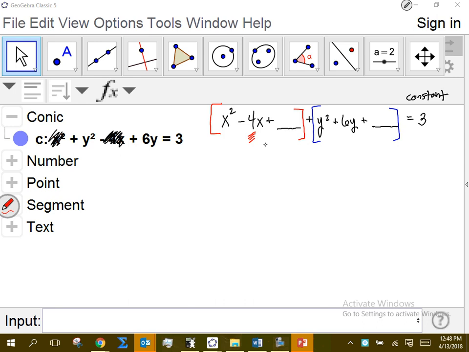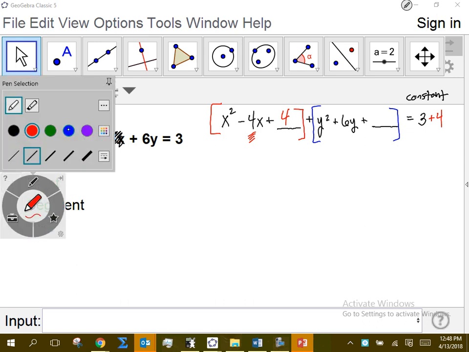Divide by 2, and then completing the square, square it. Okay, so divide by 2, and then square that. So negative 4 divided by 2 is negative 2. Negative 2 squared is 4. You just added 4 to the left-hand side of the equation, right? To keep it balanced, you need to add 4 to the right-hand side. Okay? So you just completed the square with x's.